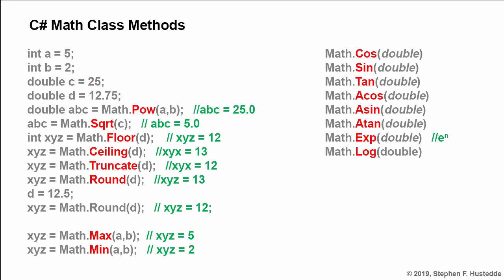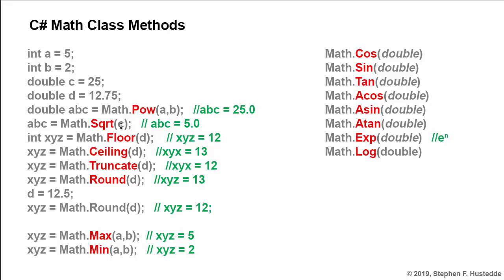There are several other methods that are part of the Math class. So we have some variables a, b, c, and d. A and b are integers, c and d are doubles. We already looked at the Pow one. Take a to the power of b, or 5 squared, would give us the value of 25 for the variable abc.